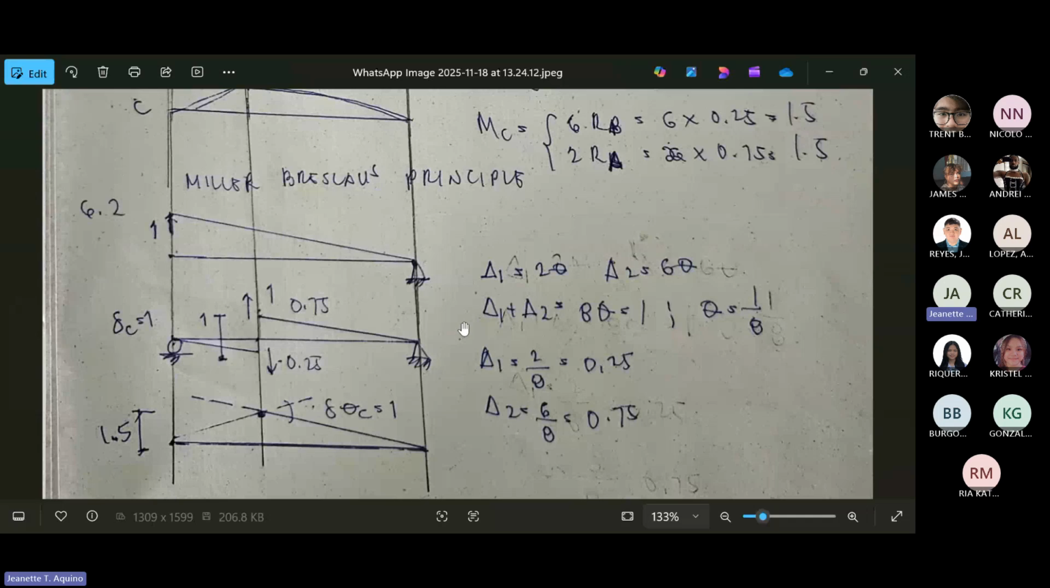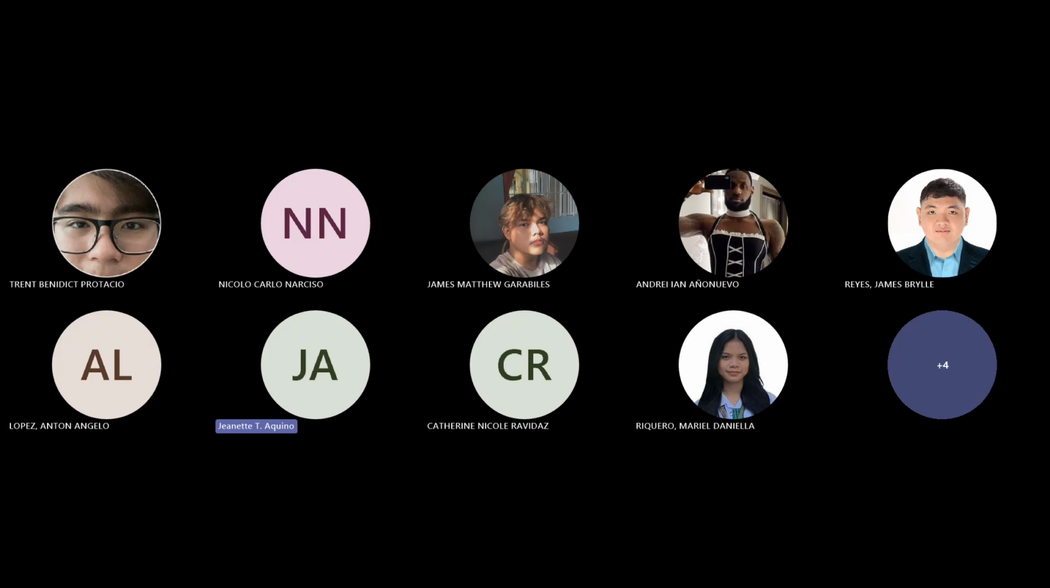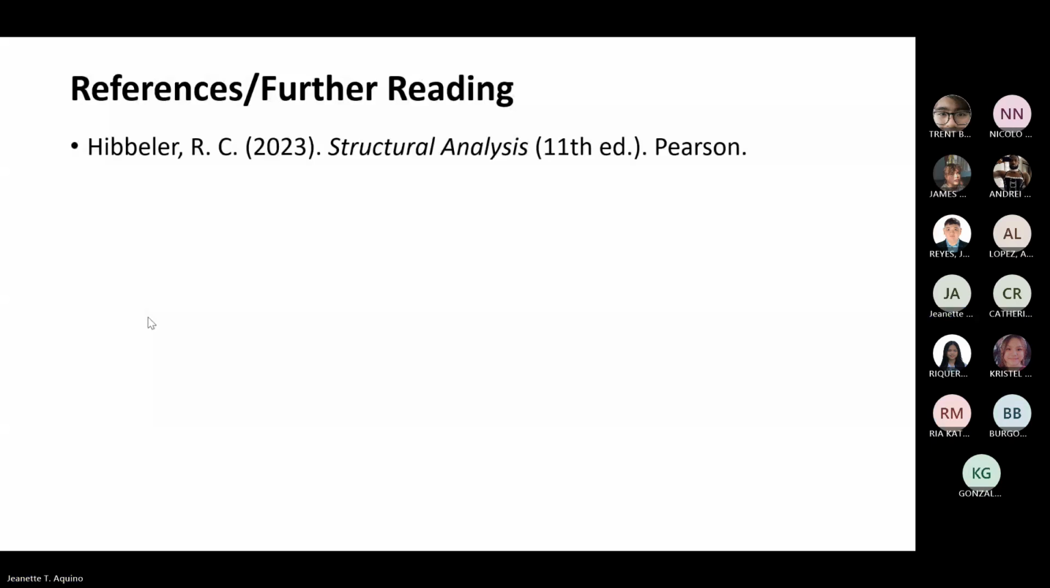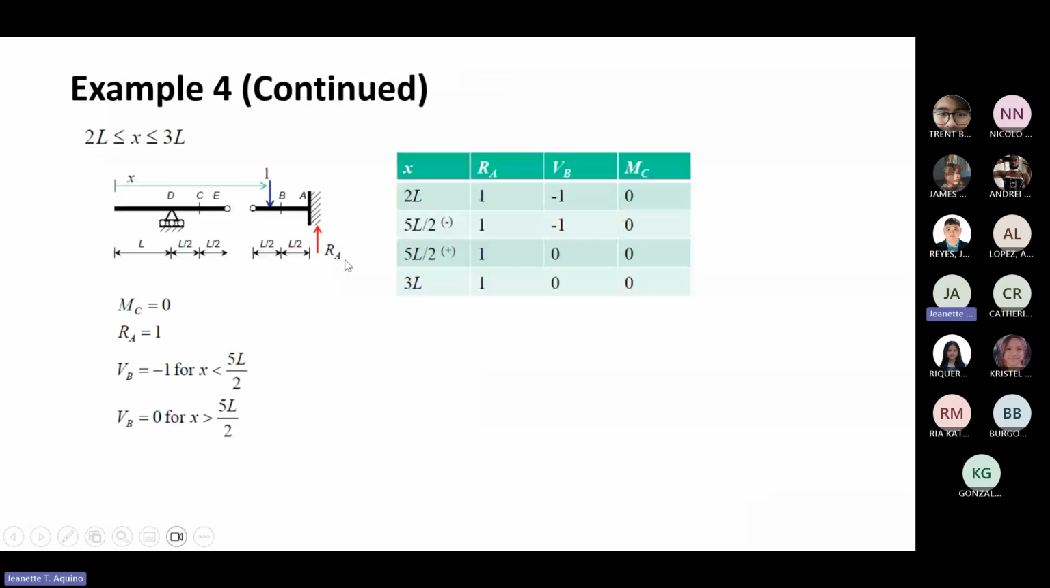And then stop share. Right. Here. Share this example 2. Example 1. Okay.